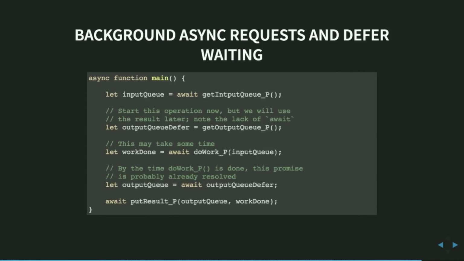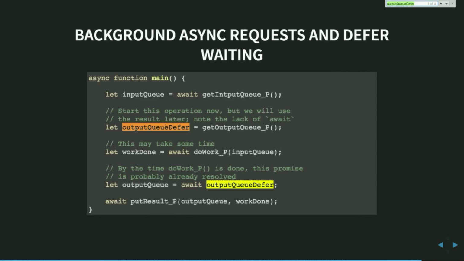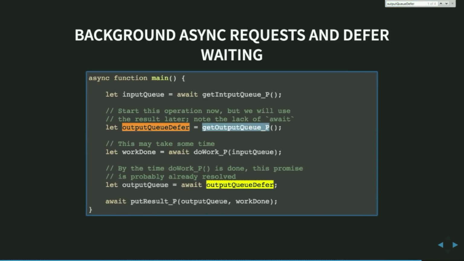Here's another kind of performance optimization pattern, and you can ignore the setup here. This is the gist of it. We're running this function which returns a promise, and we're storing the promise here in output queue defer. And then we're not using it right away. We're letting that remote operation happen.